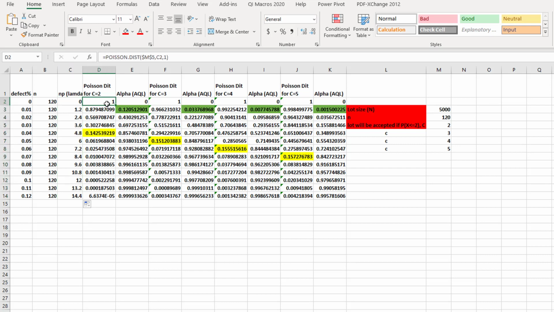Now we want to know the acceptance probability at this level of acceptance. This level of acceptance means that in 120, if 1 defective is found, or if 2 defective are found, then it's okay. But if there are more than 2 defective, then we will not accept that lot, we will reject that lot. So for this purpose, I am going to construct a Poisson distribution.